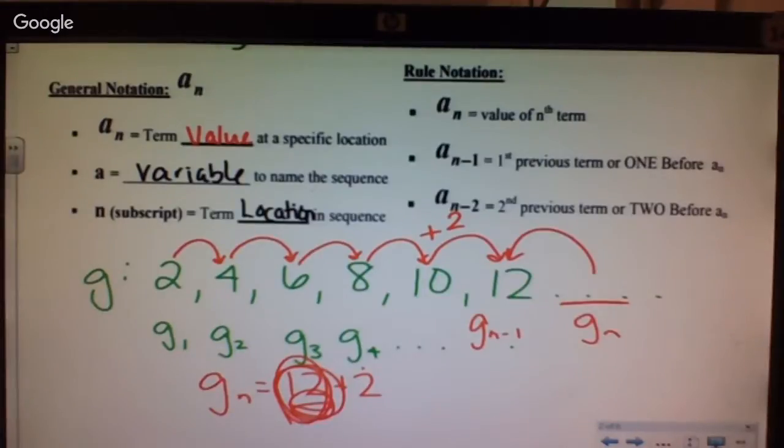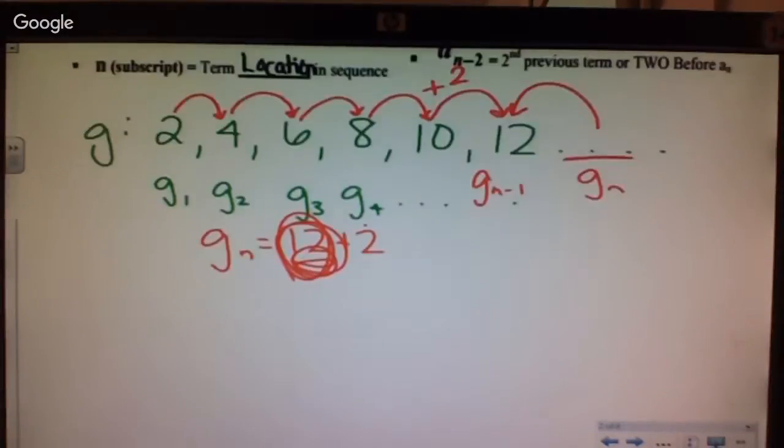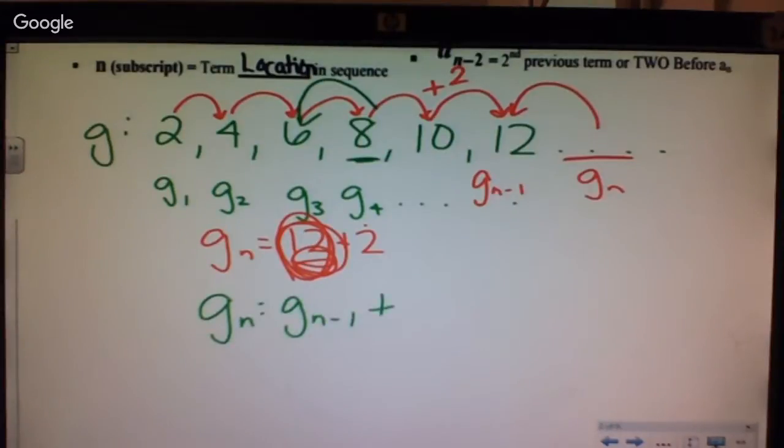Okay, so hold on. What this means is in order to get my next term, I need to go backwards 1 step and add 2. So in order to get 8, I have to go backwards to 6, which is 1 space backwards, and add 2 to it. Does that make sense? So G sub n should actually equal G sub n minus 1 plus 2. I always use the number that comes before and add 2. It's G sub n minus 1 because I'm only going 1 space backward.